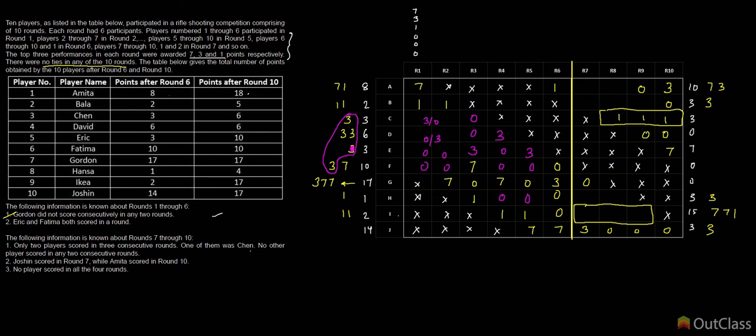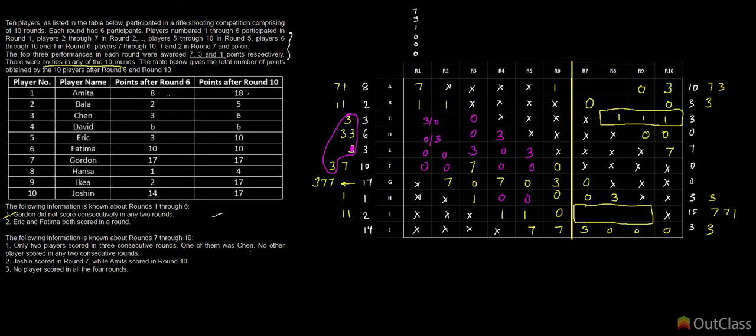Now H, Hansa's 3 cannot be directly above this 3, so it has to be here, and it's going to be a 0 here, which means R7 column needs a 7 and a 1. It already has a 3, so this is a 0 because the only thing you can put in on row 2 is a 3, and we already have the 3.